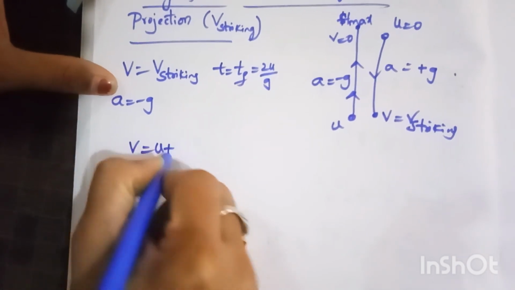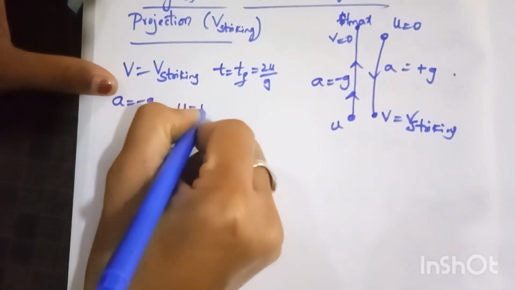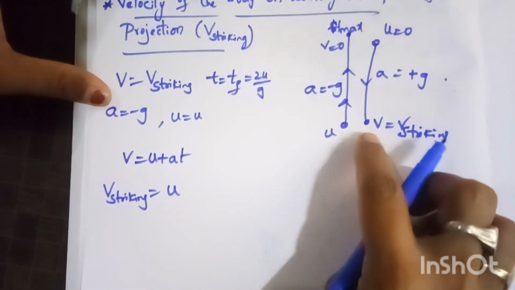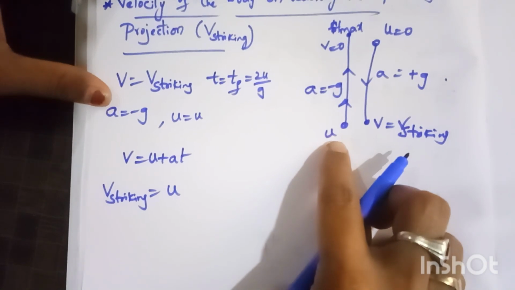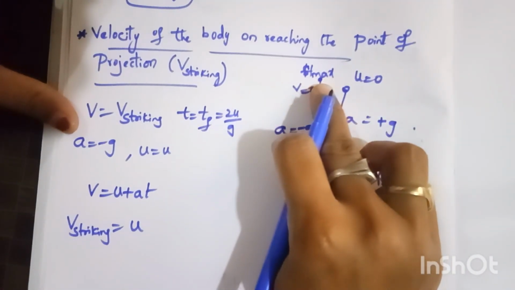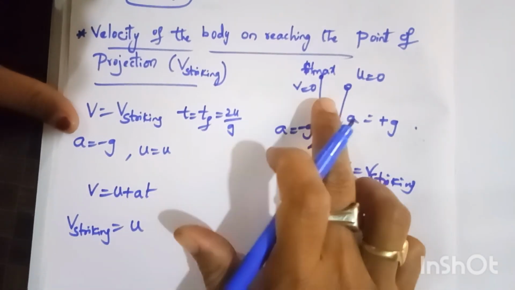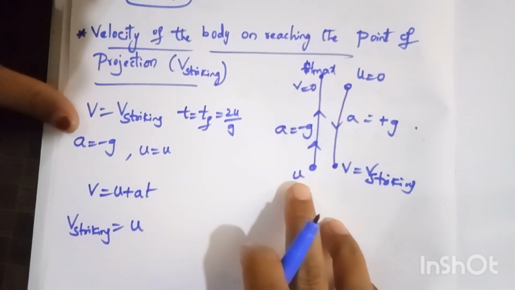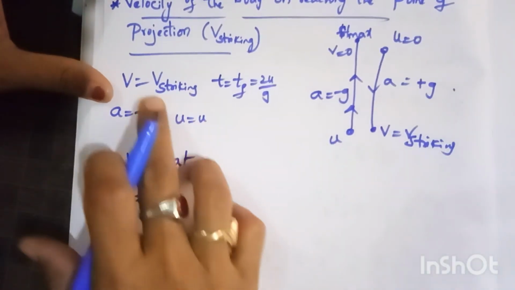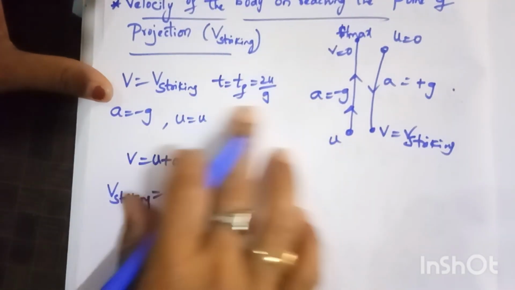Next, v equals u plus at. V is equal to v striking, u equals u. Why am I taking u equals u? To get the point of projection for an upward motion, first we are projecting with u velocity itself. So u equals u. We are not taking any maximum height here, just considering velocities. For a vertically upward projected body, we use initial velocity. For striking, we get capital V, that is V striking. Without upward motion, we won't get the time of flight or anything. So a equals minus g.